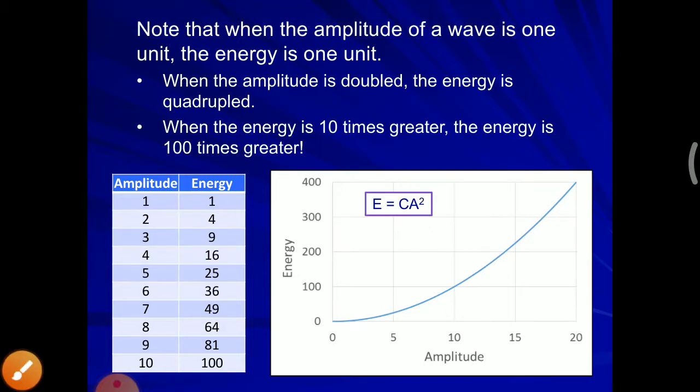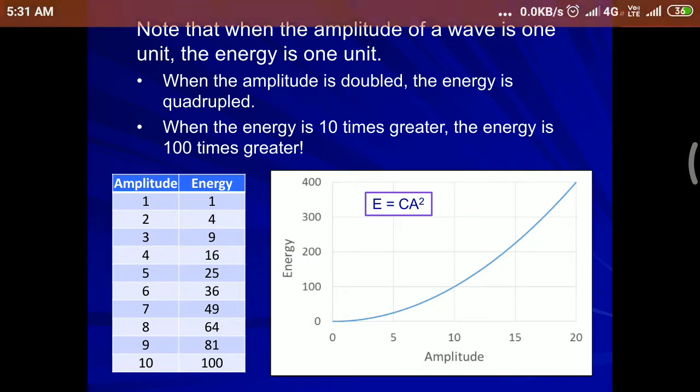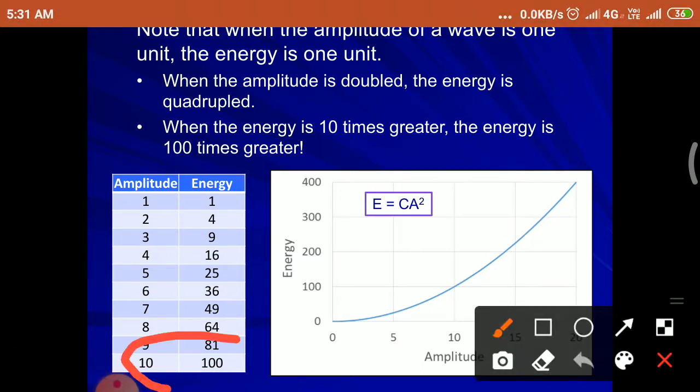When the energy is 10 times greater, the amplitude is 100 times greater. No, sorry my dear students. When the amplitude is 10 times greater, the energy is 100 times greater. Look here, the amplitude is 10, the energy is 100. So comparing to the amplitude, the energy is 10 times greater.